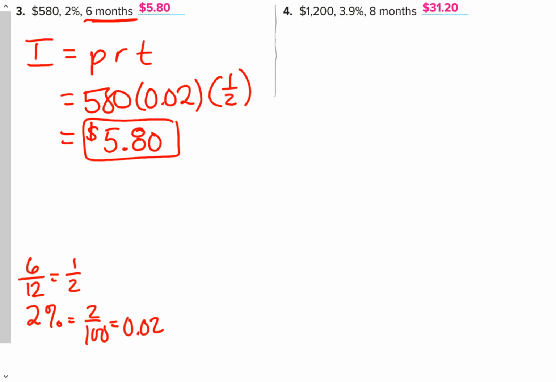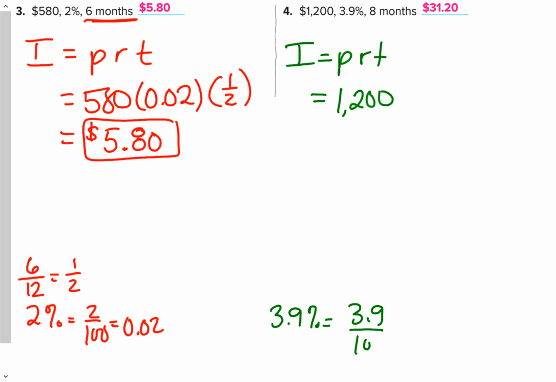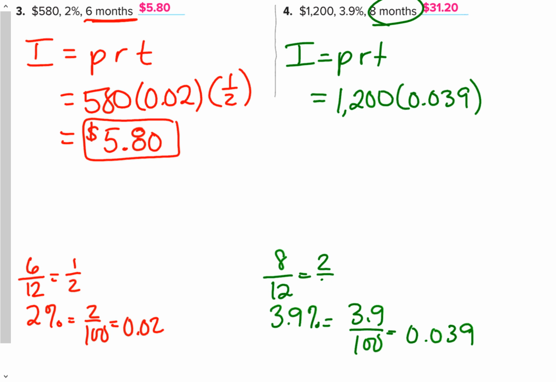All right. Our next one, we have, again, I equals PRT. Principal is $1,200. And then 3.9%, 3.9 over 100, so it's 0.039. And then we have 8 months. Again, it's in months, so we're going to put it over 12. So that's going to equal 2/3. So I'm going to multiply that times 2/3. That's going to give me $31.20.